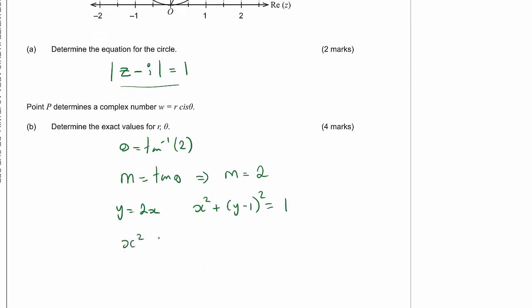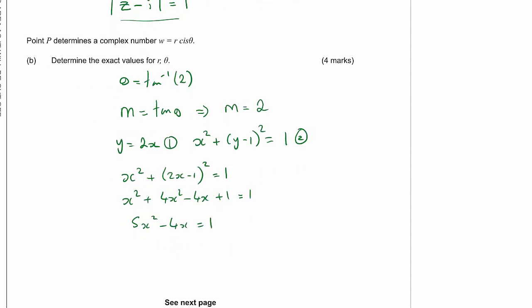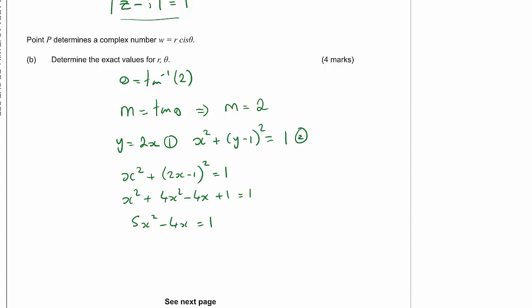So that gives me x squared plus (2x minus 1) squared equals 1. So x squared plus 4x squared minus 4x plus 1 equals 1. So 5x squared minus 4x equals 0. So we've got x(5x minus 4) equals 0.